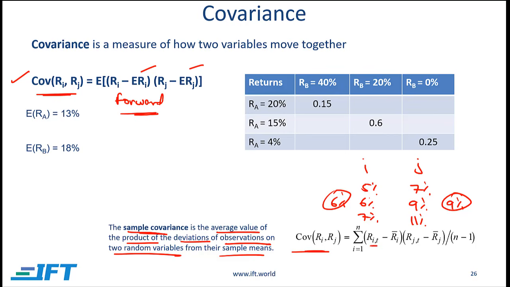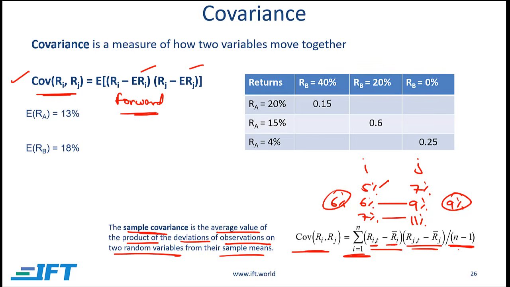So for I in a given period, we take the value, and that's 5% initially, minus the mean, which is 6%, multiply that by the return for J, which is 7%, minus the mean for J, which is 9%. We do the same for the other values. So these two values, then we add the three products. So that's what this summation is doing, and then we divide by n minus 1. That is what gives us the average.